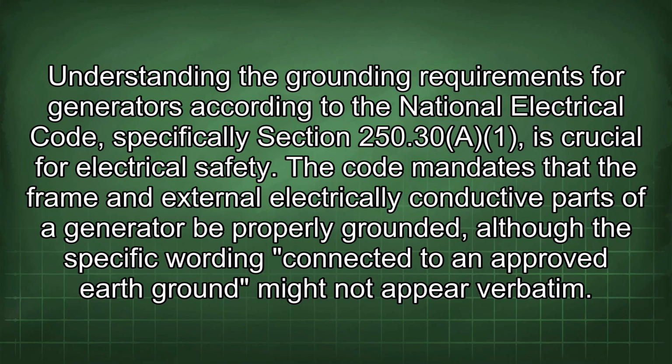Understanding the grounding requirements for generators according to the National Electrical Code, specifically Section 250.30(A), is crucial for electrical safety. The code mandates that the frame and external electrically conductive parts of a generator be properly grounded, although the specific wording connected to an approved earth ground might not appear verbatim.